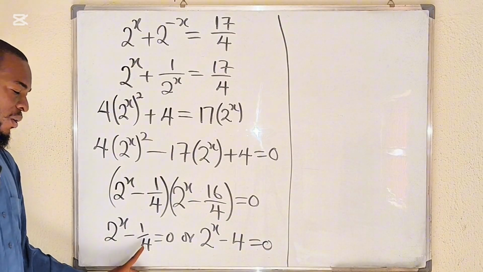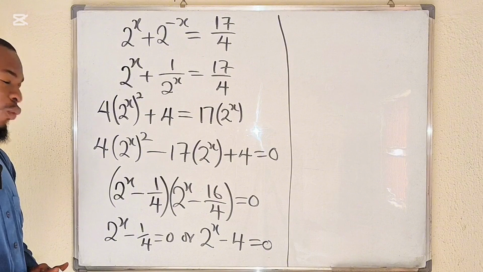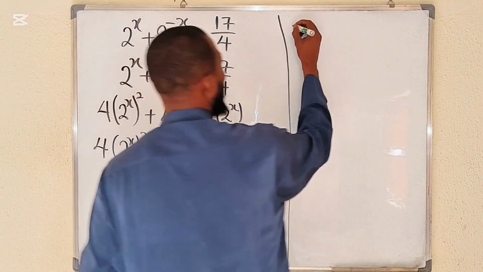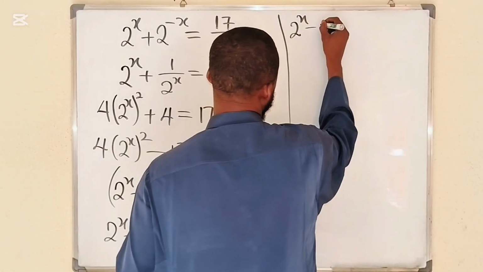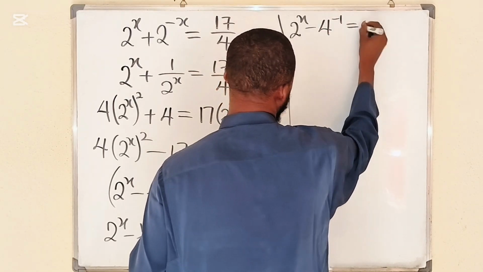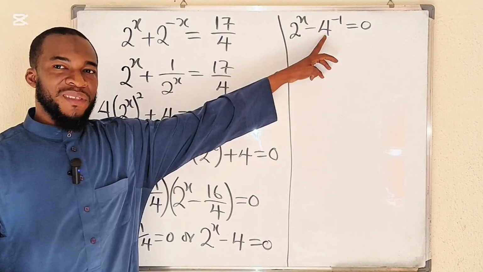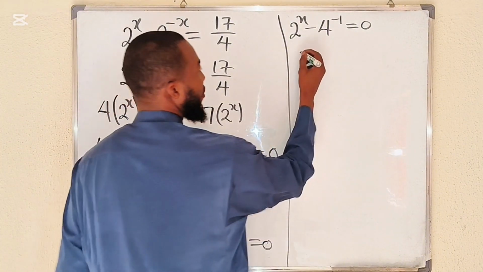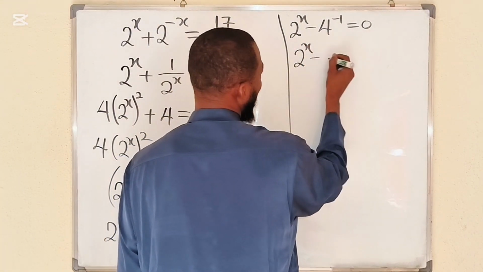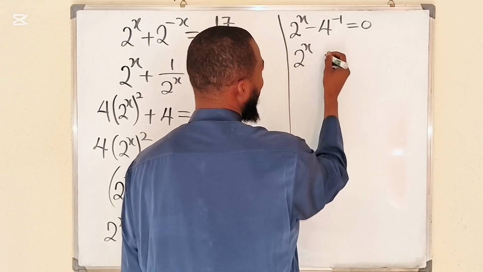I know that 1 over 4 is the same thing as 4 to the negative 1. So 2 to the power of x minus 4 to the negative 1 is equal to 0. That is our first equation. But I know that 4 is the same thing as 2 squared. So I have 2 to the power of x minus 2 squared. Or should I take it to the other side? Let me do that first.